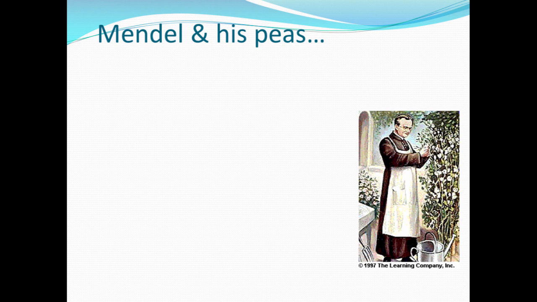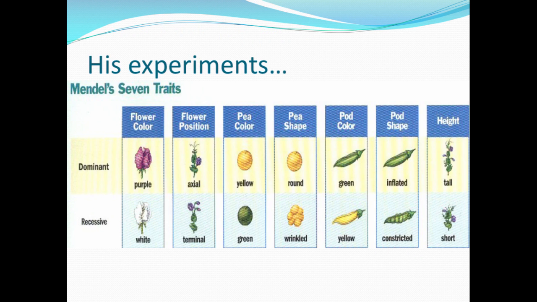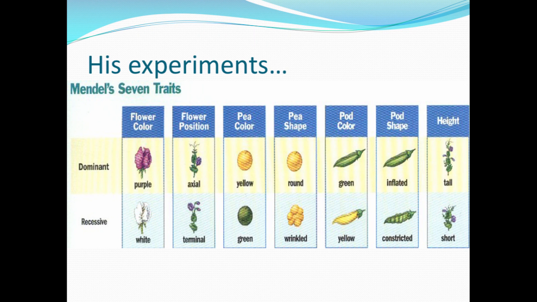Okay, so we're just going to do a quick review over Mendel, because if you talk about genetics, you have to go into Gregor Mendel, who is considered the father of genetics. He was actually an Australian monk who did his work with pea plants, and he laid the foundation for genetics. His experiment involved testing 7 traits, okay?